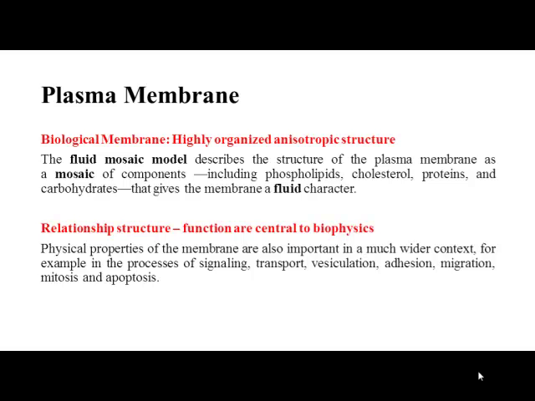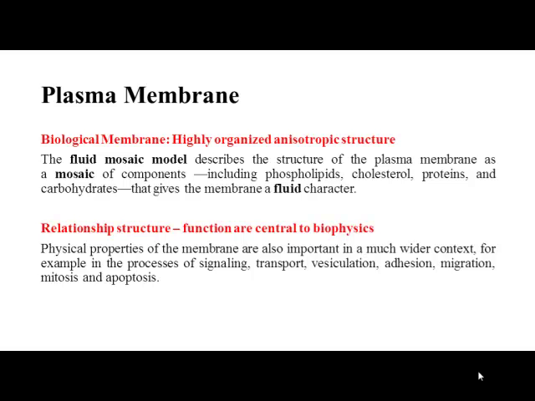Plasma membrane. As you all know, it is a biological membrane and it is a highly organized and isotropic structure. Fluid mosaic model is the model that explains the structure of plasma membrane, and it describes that plasma membrane is a mixture and mosaic of different components including phospholipids, cholesterol, proteins and carbohydrates that give the membrane a fluid character. So it does not appear as a solid substance, but it is more like a fluid.